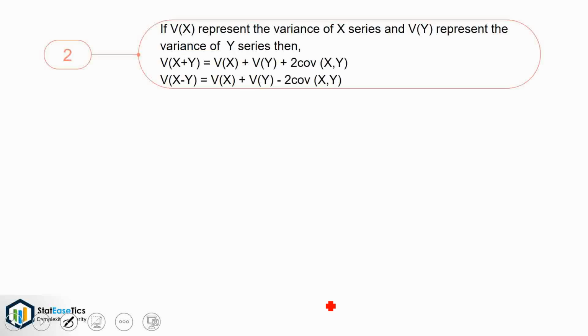Now, let's see the second property of variance. If Vx represents the variance of X series and Vy represents the variance of Y series, then variance of X plus Y is equal to Vx plus Vy plus 2 covariance XY. And variance of X minus Y is equal to Vx plus Vy minus 2 covariance XY. Let's see the example of variance of X plus Y.